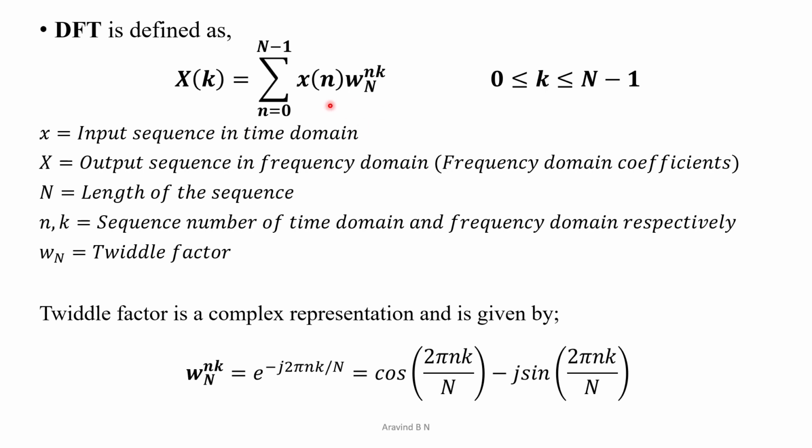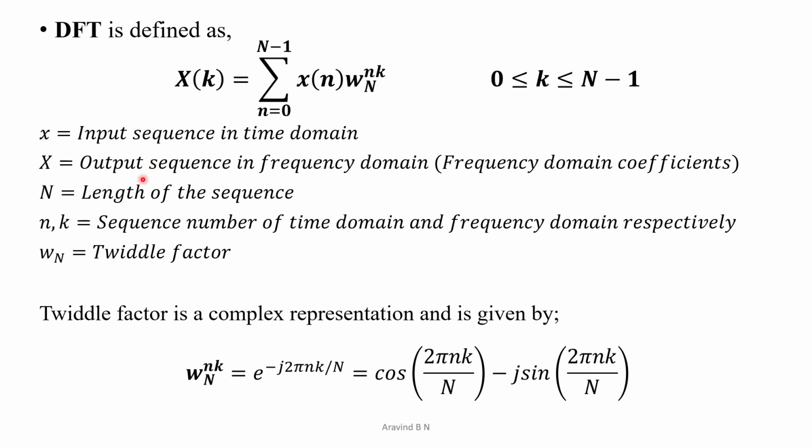So here the overall agenda is we are converting a time domain signal to the frequency domain. That is, x of n is a time domain signal. We are applying the concept of DFT to it, and then we are converting this time domain signal to the frequency domain signal. Now defining each of these: x is the input sequence in the time domain, so that is why x of n is the input.